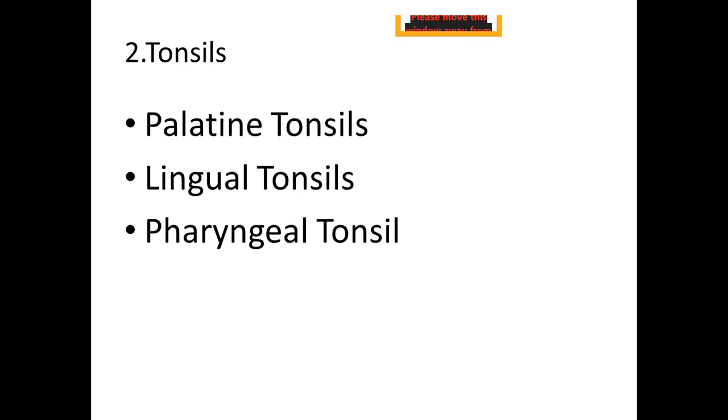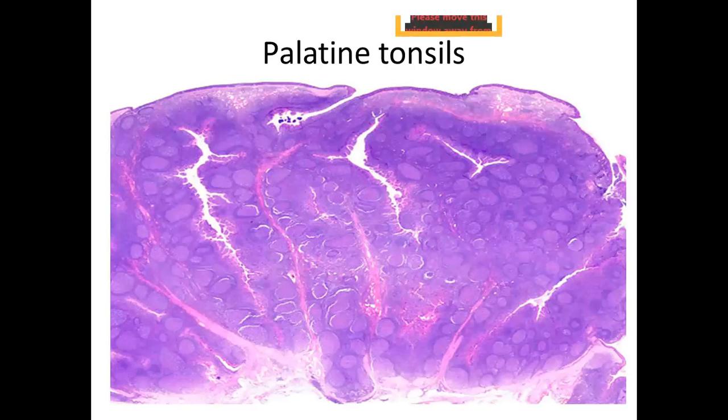Because of their location, the tonsils are interposed into the path of airborne and ingested antigens, so it's the direct site of ingestion of the antigens. Okay, type number 1, starting with the palatine tonsils. They are bilateral, located at the boundary of the oral cavity and oropharynx, between the palatoglossal and palatopharyngeal folds.